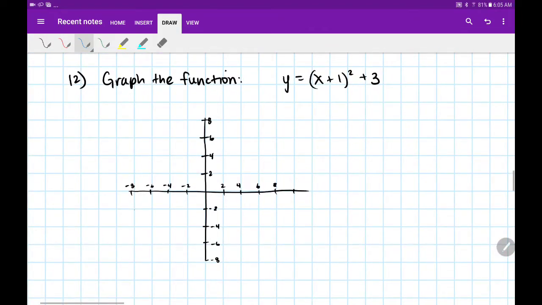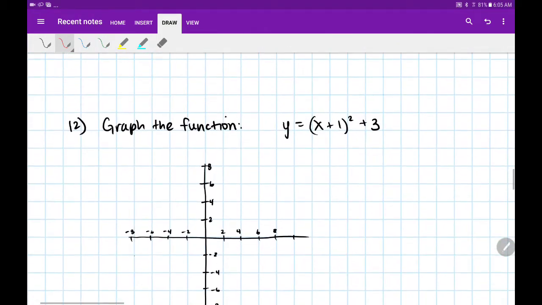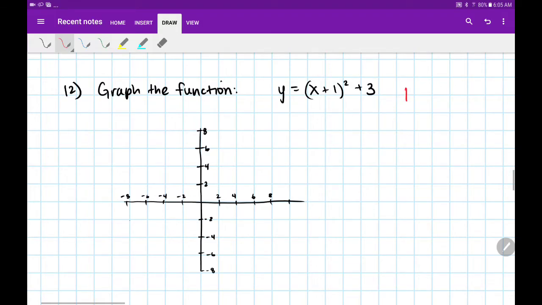It says graph the function. Now, with graphs, it's super important to be aware of the mother function or the parent function. So in this case, since I see an x being squared, I realize that I'm graphing a quadratic. So this is going to have the shape of a parabola. And I know that because my parent function is y equals x squared. So if this is a parabola that's facing up, that's because there's a plus sign in the beginning, it's facing up.